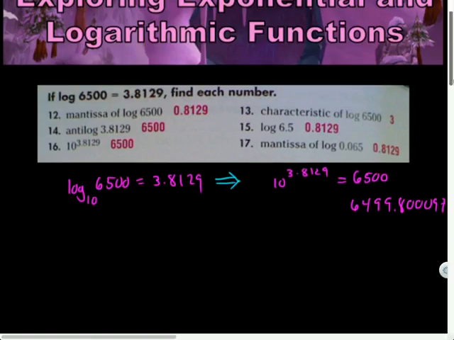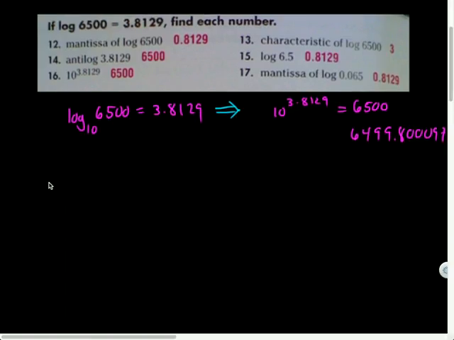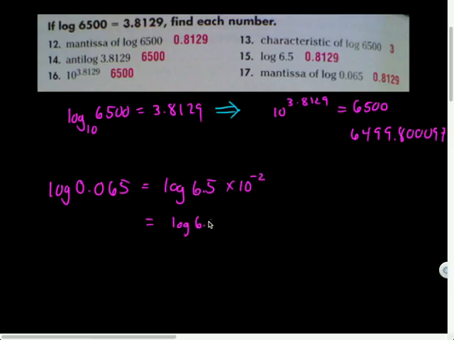17. Mantissa. Let's see. So log of 0.065. Well, I guess we already calculated log of 6.5 there, so I'm going to do this in scientific notation: 6.5 times 10 to the negative 2. And then using the log of a product, we can write that as the sum of two logs. So that's the same as log of 6.5 plus log of 10 to the negative 2.